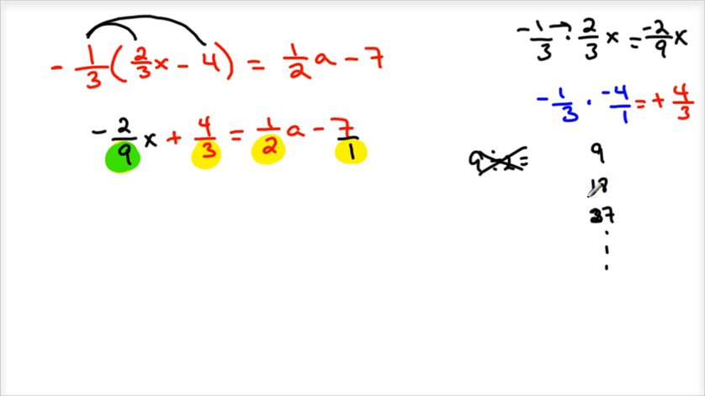So yeah, 18 divided by 9, yes. 18 divided by 3, yes. 18 divided by 2, yes. 18 divided by 1, perfect. So I'm going to multiply everything through here by 18. That would be my common denominator.